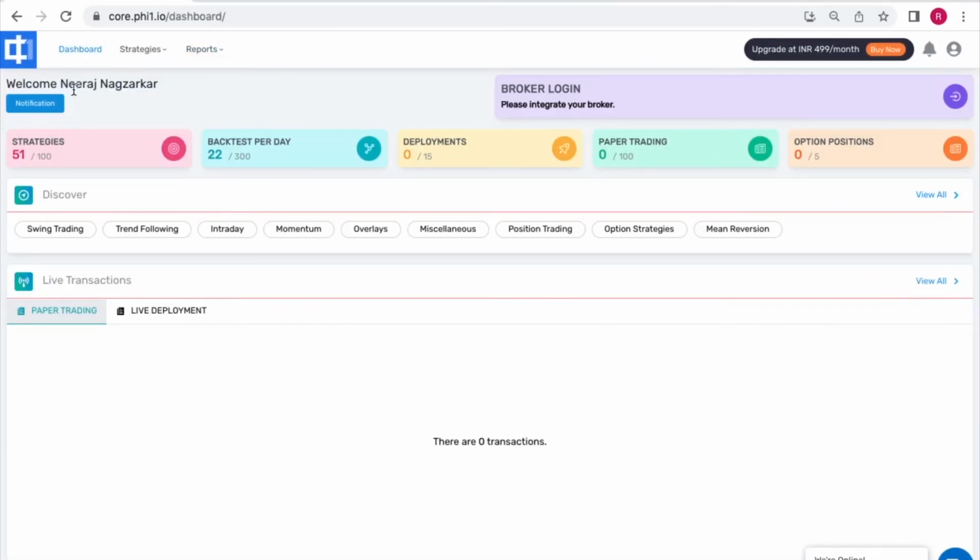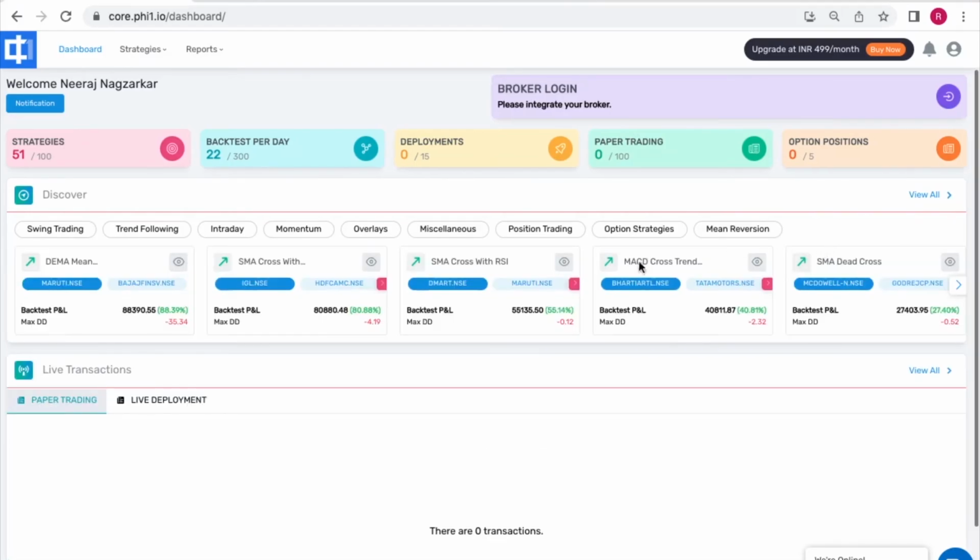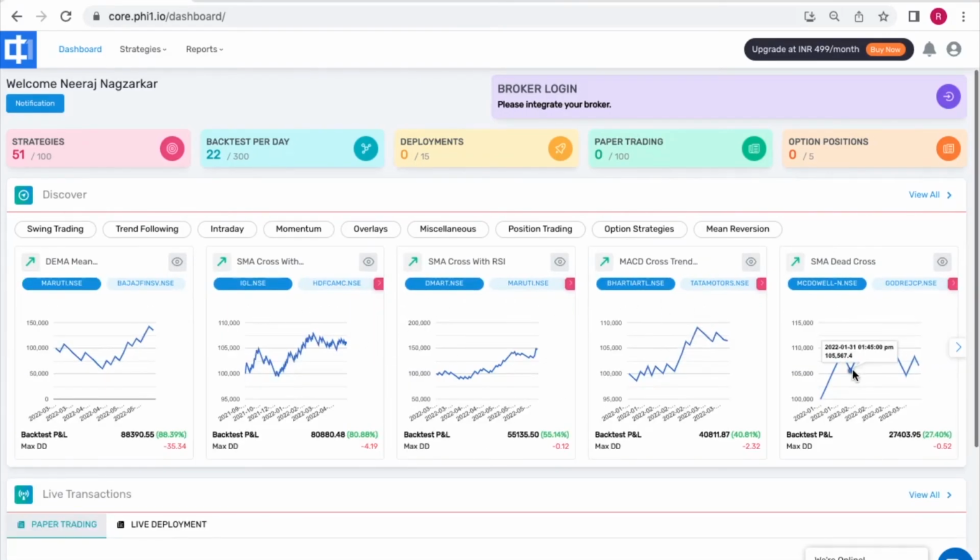Once you go back to the dashboard, under the discover section, you'll be able to see a lot of ready-made templates. Now you have the option to edit any of these strategies, any values in the parameters that are within these strategies.